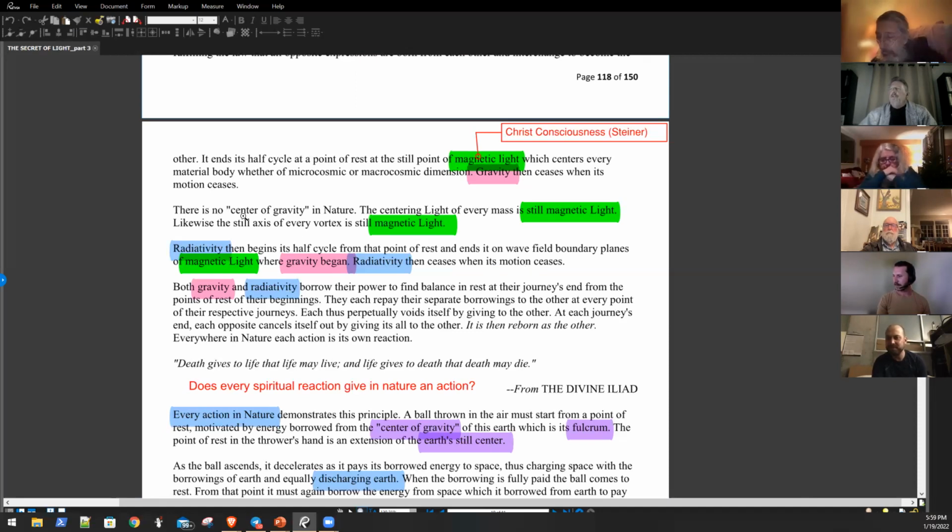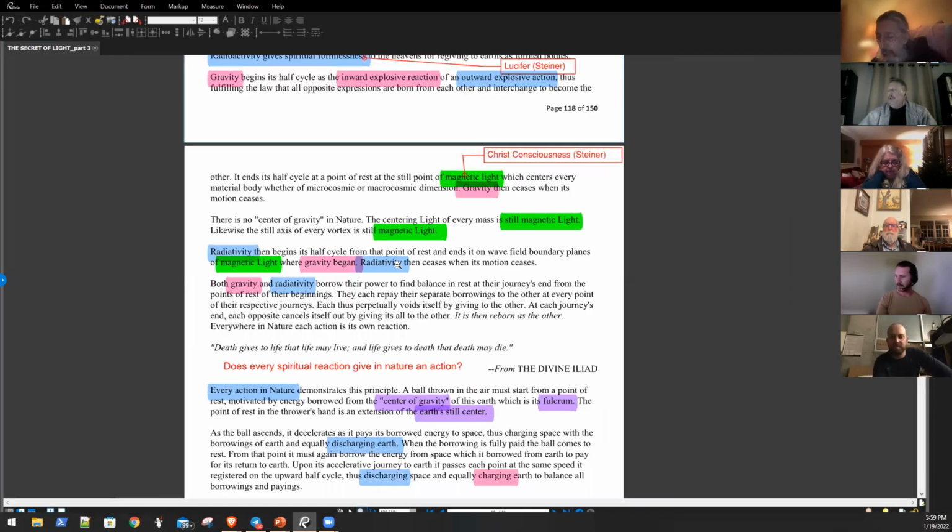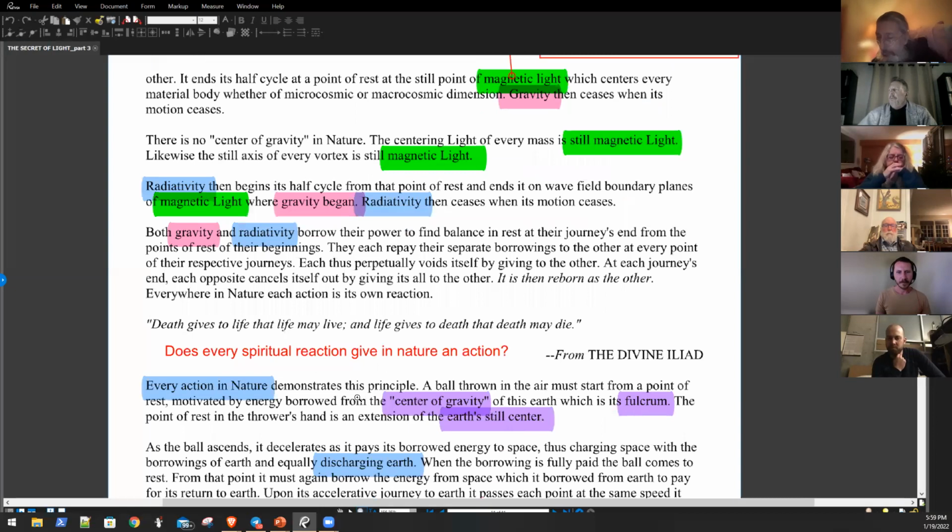There is no center of gravity in nature. The centering light of every mass is still magnetic light. Likewise, the still axis of every vortex is still magnetic light. Radiative then begins its half cycle from that point of rest and ends on the wave field boundary planes of magnetic light where gravity began. Radiativity then ceases when its motion ceases.